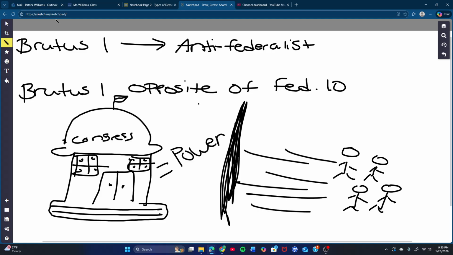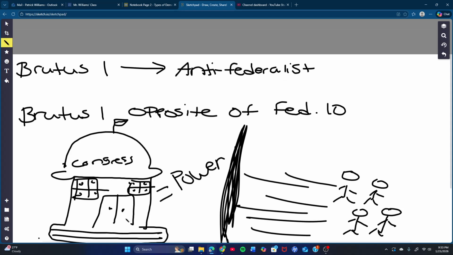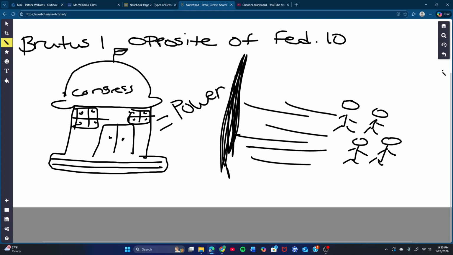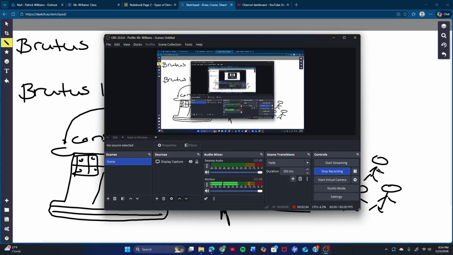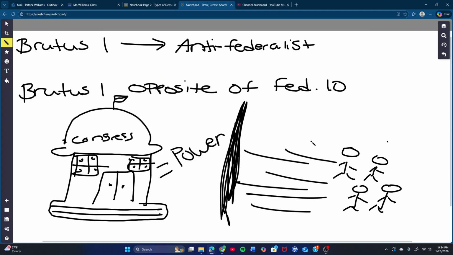So that's the concern Brutus had about Fed 10 and Federalists in general, right? So Brutus is going to advocate for a more participatory democracy. Brutus says people need to make decisions for themselves. We didn't break away from Britain just to not have our say in government, okay? So we deserve a say. I'm going to put it here in this little box over here.